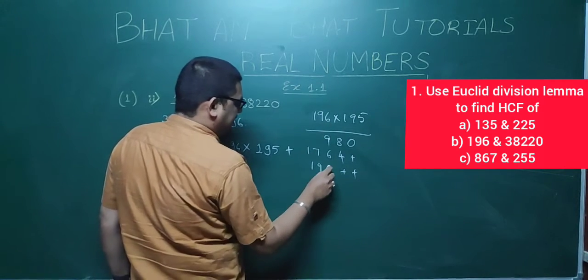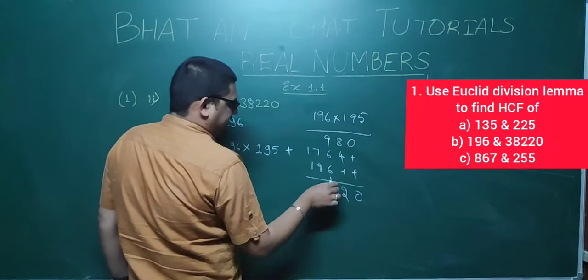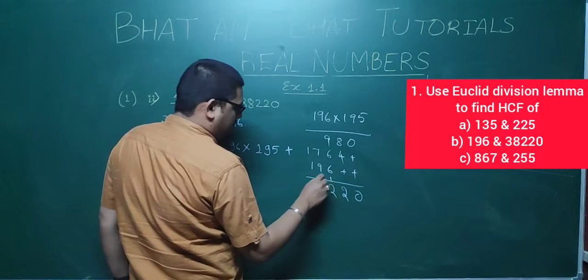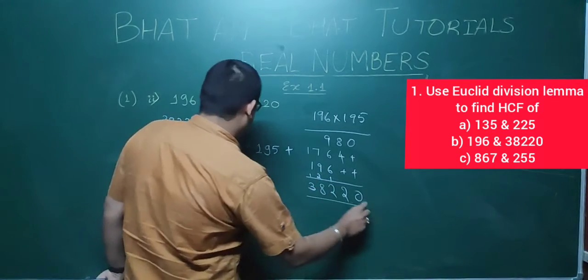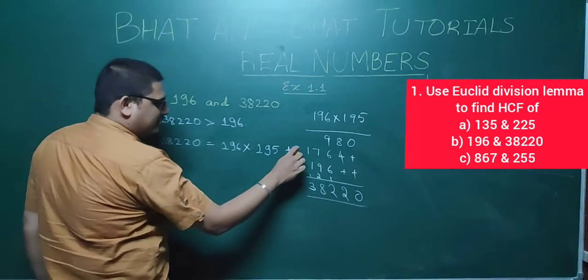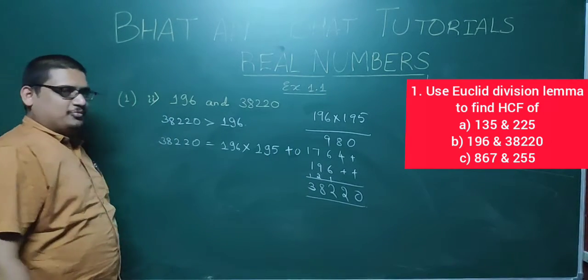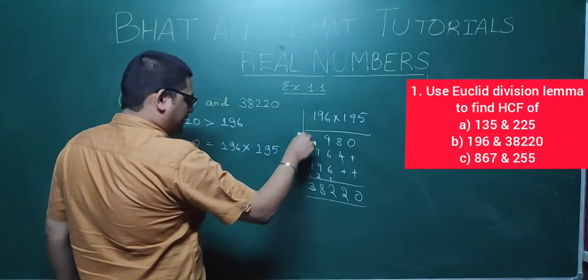1s means I should write 196 as it is. So 0, 12, 10 plus 12, 22, 9, 11, 18, 38, 220. So what does it mean? It means this is 0. My answer is solved in the first step only. Very simple for me.